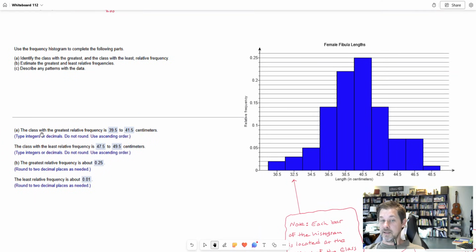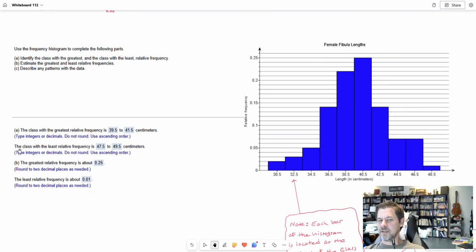Okay, so that's why in this question, as I worked on my math lab, I can say the class with the greatest relative frequency is this bar here, which begins at 39.5, has this midpoint there, which is 40.5, and then ends at 41.5. So there's the answer to that first one.